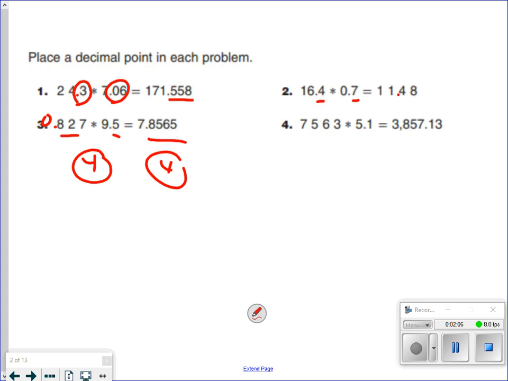Last problem of practice for this. 7563 times 5.1 equals 3,857 and 13 hundredths. So I have 2 numbers after my decimal in my answer. 5.1 gives me 1 number after the decimal. So that means for 7563, I have to have 1 number after the decimal, so I'm going to make 3 after the decimal. So my number there is 756 and 3/10 times 5 and 1/10 equals 3,857.13, or 13 hundredths.